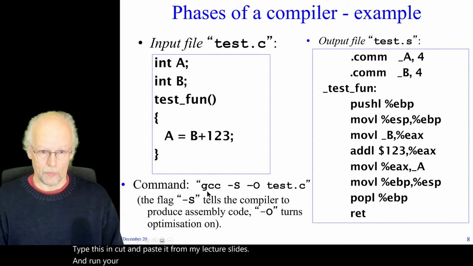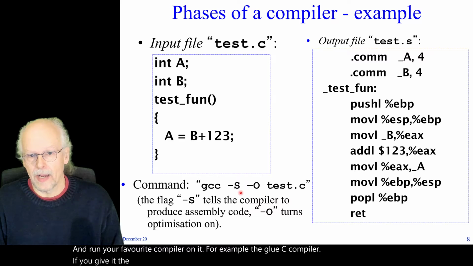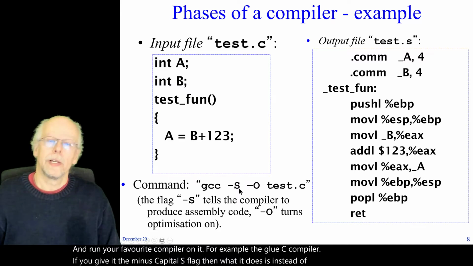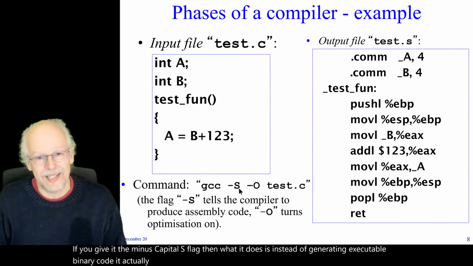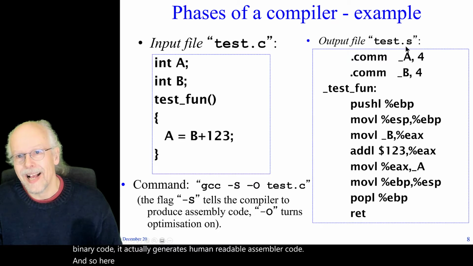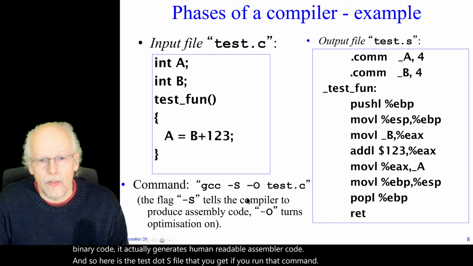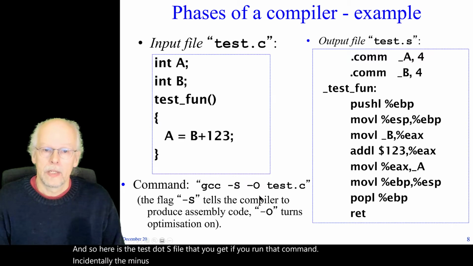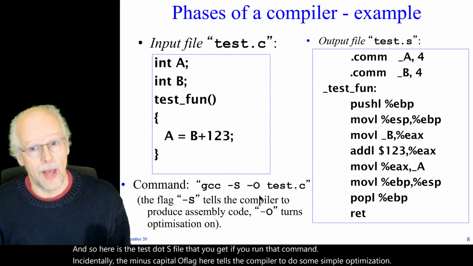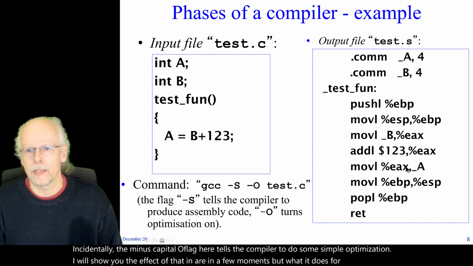compiler on it. For example, the GNU C compiler. If you give it the -S flag, then what it does is, instead of generating executable binary code, it actually generates human-readable assembler code. And so here is the test.s file that you get if you run that command. Incidentally, the -O flag here tells the compiler to do some simple optimization. And I'll show you the effect of that in a few moments. But what it does for us here is it simplifies the output code slightly.